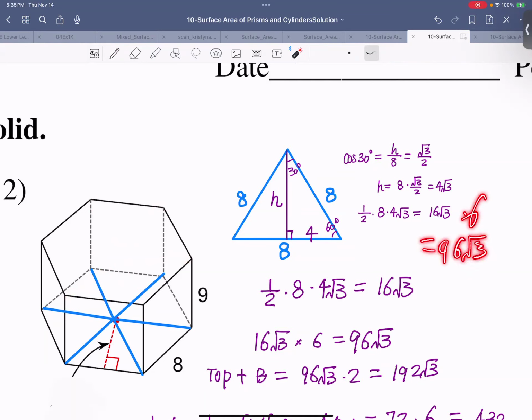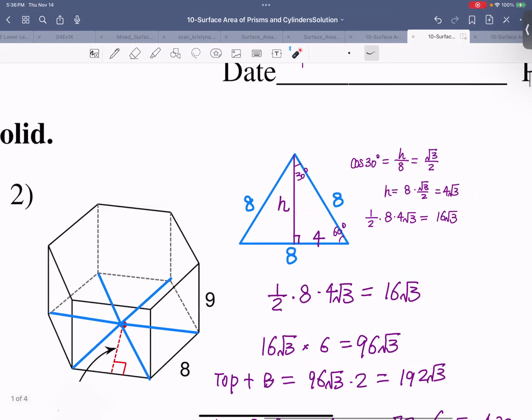Okay? And you have 2 of them. You have the top and you have the bottom, which are the same. So you double, which is 192 times square root 3. Makes sense? If we cut this one and open it, it should be a rectangle.